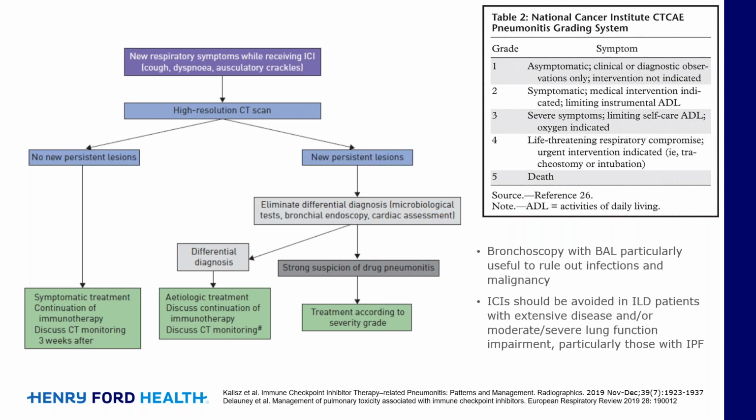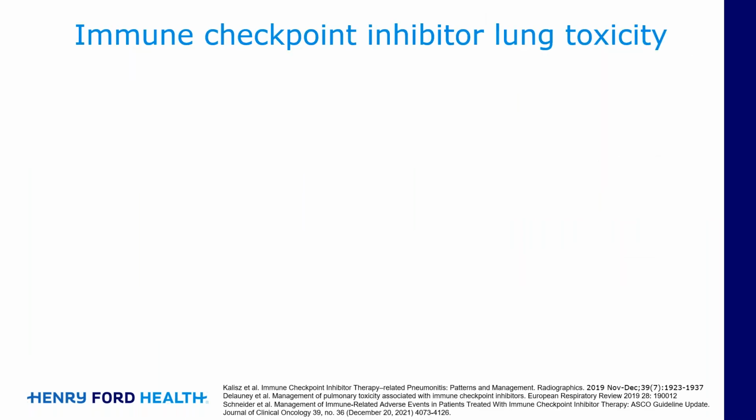And overall, in patients who already have ILD, immune checkpoint inhibitors typically should be avoided, but again, we understand that there can be limitations to what patients can and cannot receive. But in patients specifically with IPF who have extensive disease, who already have moderate to severe lung impairment, the risk of having acute exacerbations from IPF and the high risk of mortality associated with IPF exacerbations needs to strongly be considered before starting these patients on immune checkpoint inhibitors.